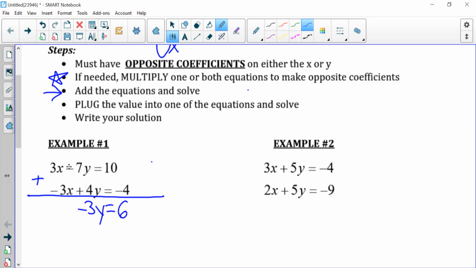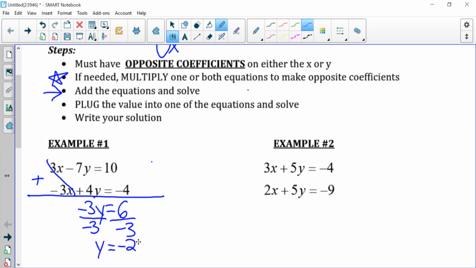Now we get to the part where it's important to have opposite coefficients. Positive 3x plus negative 3x. A positive 3x and a negative 3x cancel each other out. I have no more x's. I have just eliminated my x's. That's why this is called solving by elimination. So all I have left is my y variable. Now that I just have y left, I can solve for y. To get y by itself, I'm going to divide both sides by negative 3. That gives me y equals negative 2.